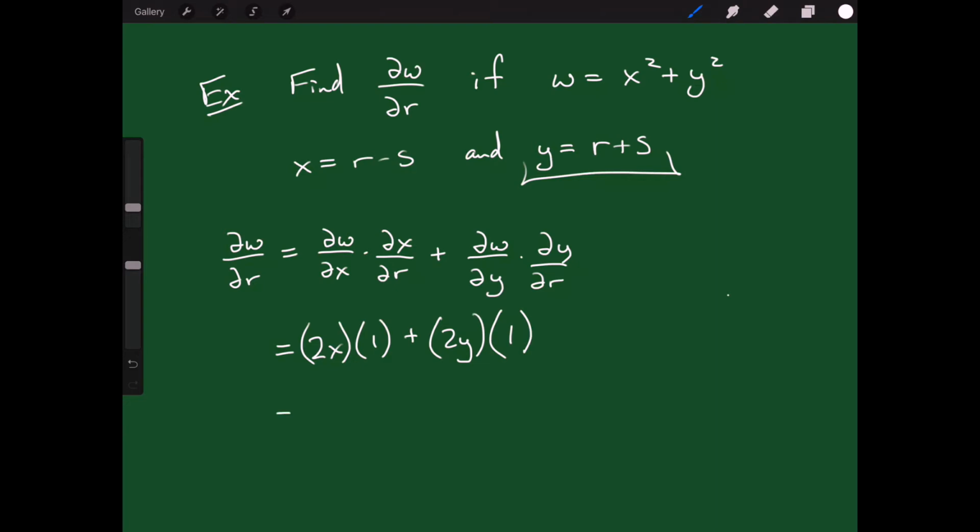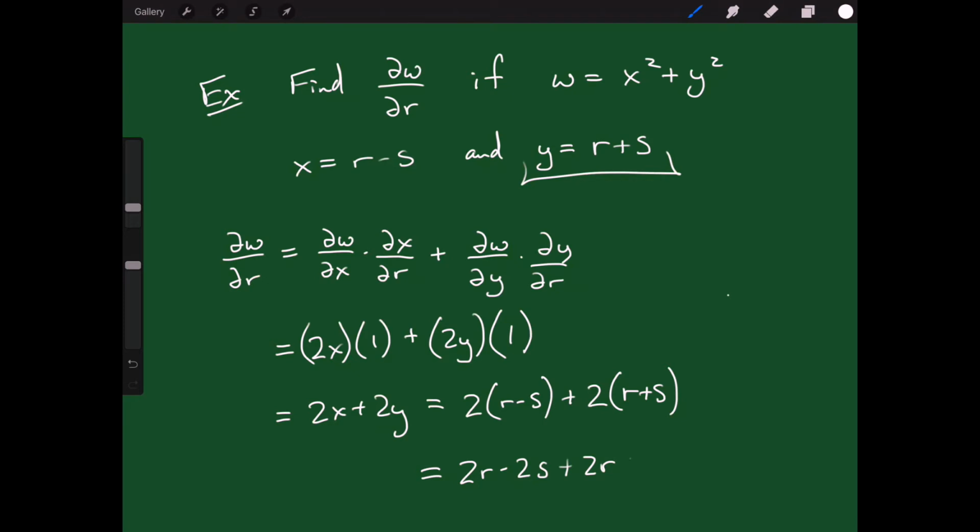Okay, so we end up with 2x plus 2y, but x itself is a function of r and s, so this is 2 times (r minus s) plus 2 times (r plus s), which I could simplify down to 2r minus 2s plus 2r plus 2s, which is just 4r. So the partial of w with respect to r is 4r. Okay.